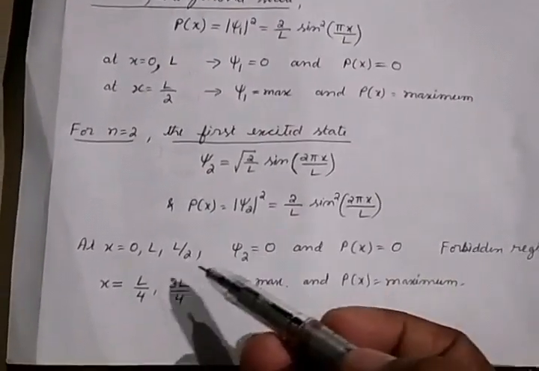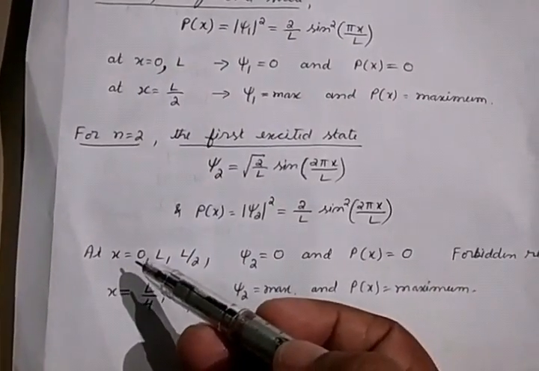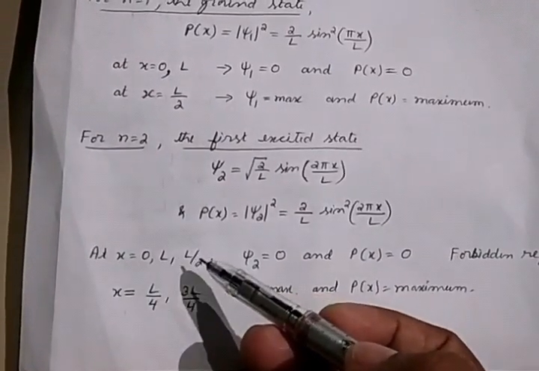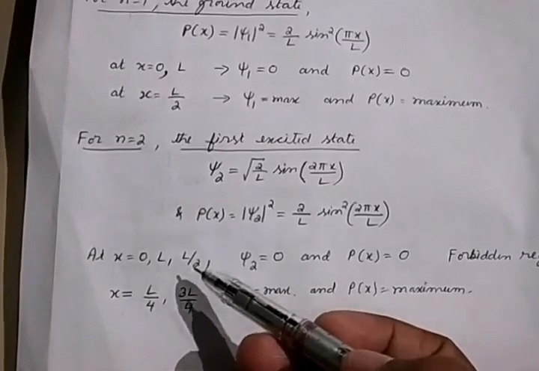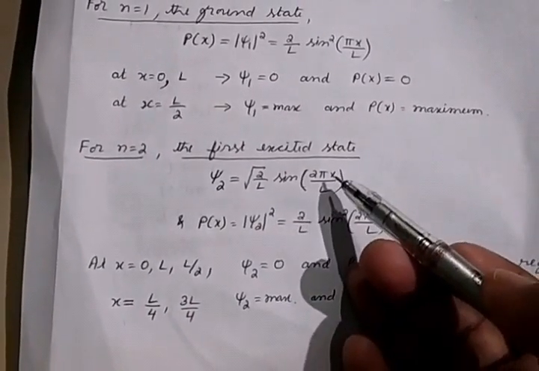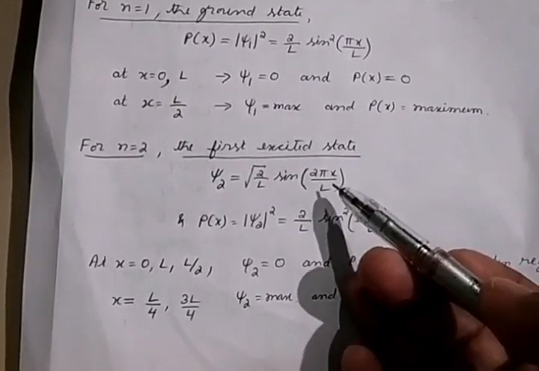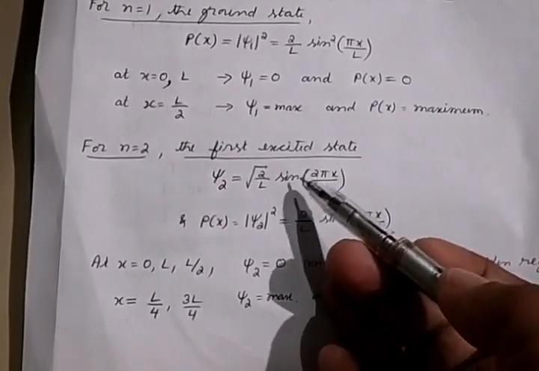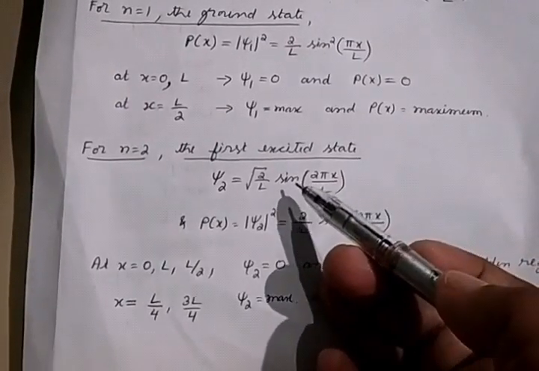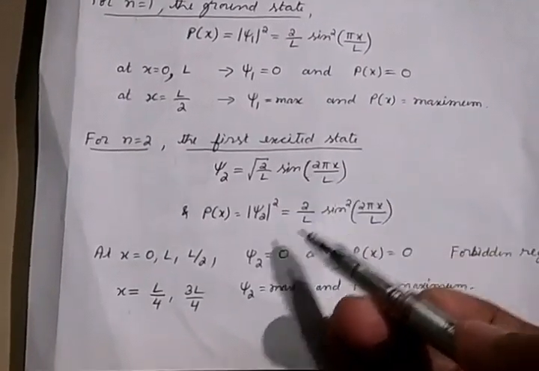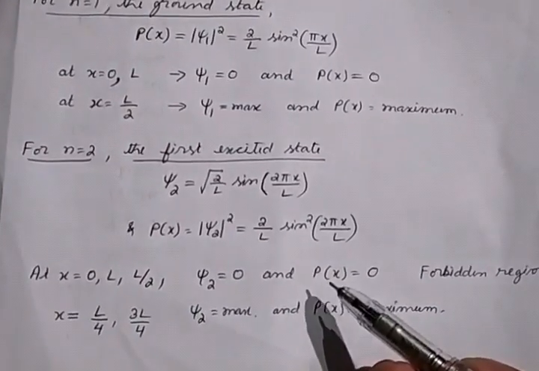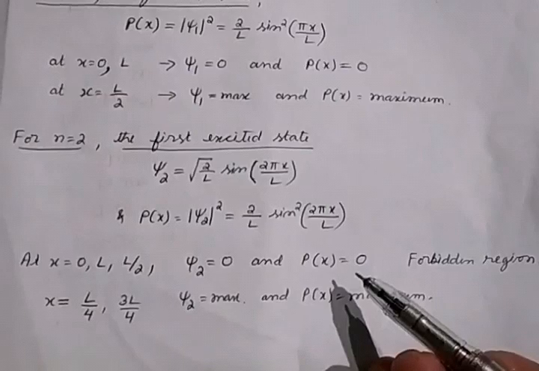Now again analyze this for different values of x. If I put x equal to 0, x equal to L, and also x equal to L by 2, you can see that for x equal to 0 it becomes sine 0, for x equal to L it becomes sine of 2 pi which is 0, and for L by 2 we get sine of pi which is 0. So the wave function is 0. Similarly the probability function P of x is also 0.